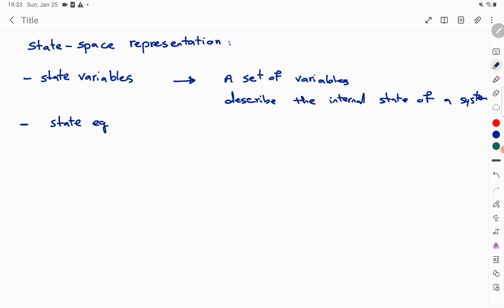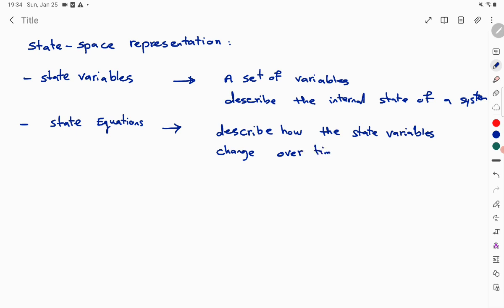Another keyword is state equation. What is a state equation? State equations describe how the state variables change over time based on the inputs and other factors.